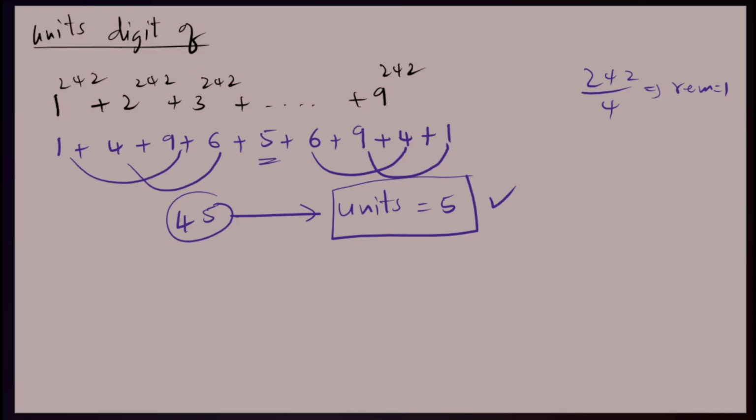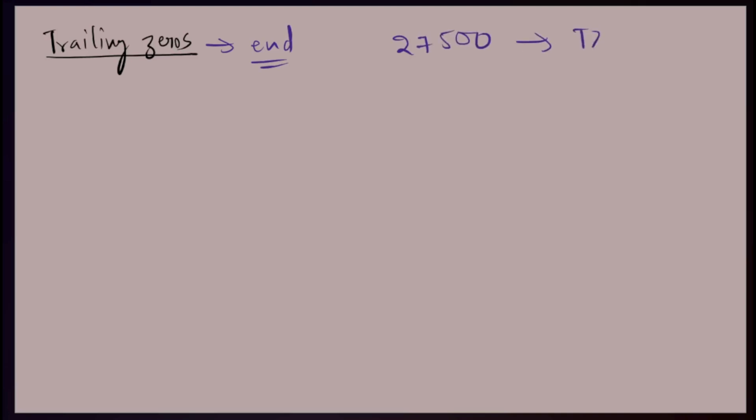Now let us move on to learning the concept of trailing zeros. Trailing zeros are the zeros at the end. For example, 27500. Here, how many trailing zeros? There are two trailing zeros. 2002. How many trailing zeros? You have zero trailing zeros because trailing zeros must be at the end.